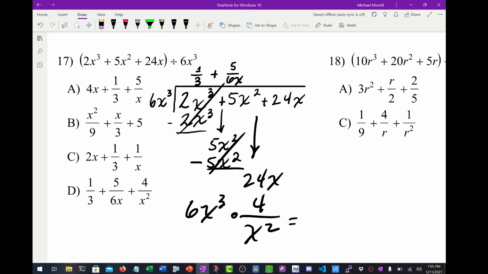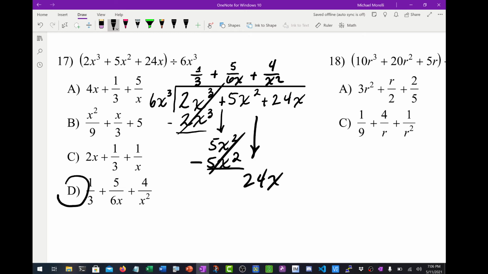So the final term of my quotient is going to be 4 over x squared. So that's my whole quotient right there: 1/3 plus 5 over 6x plus 4 over x squared. D.